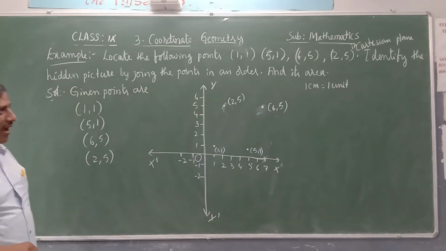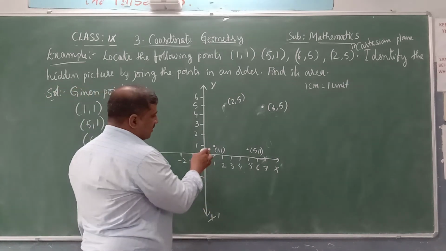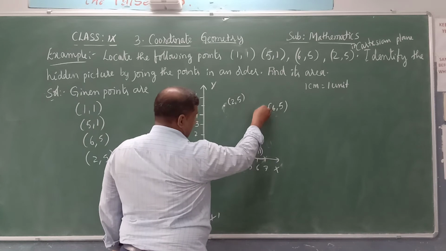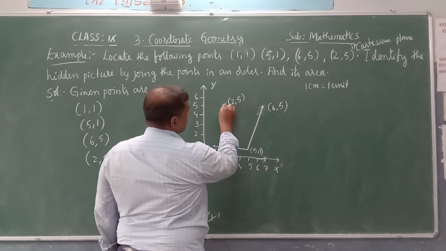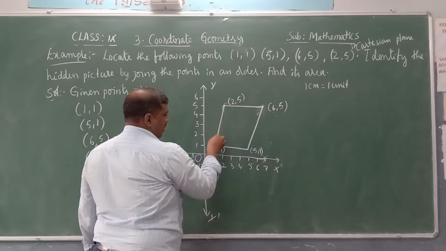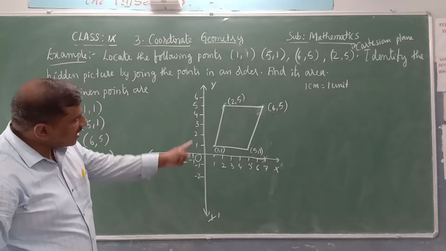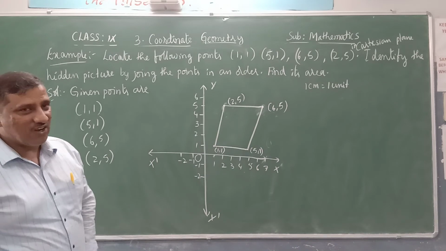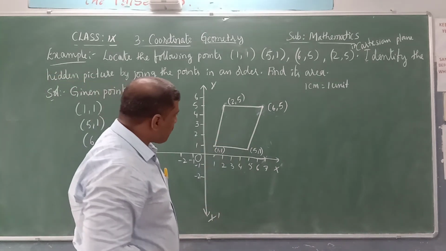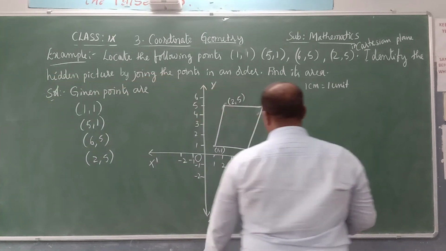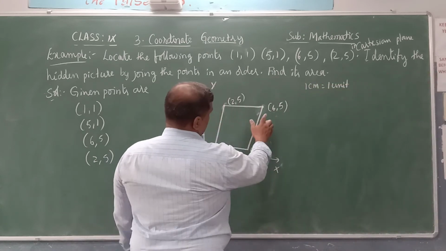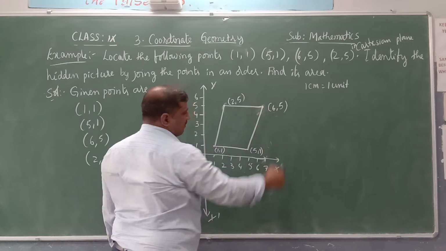Now join these points in order, starting with the first point. Yes, like this, and join this. Then you join these points, and we got a shape. What is the shape? Can you identify, children? Yes, it is a parallelogram. It looks like a parallelogram.